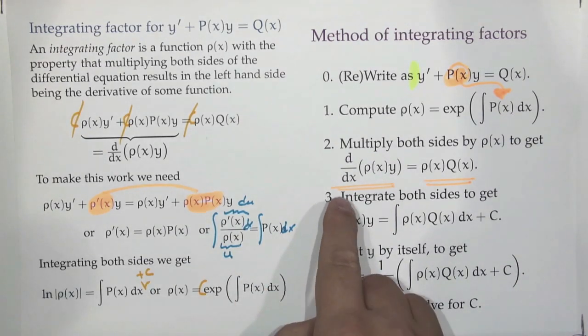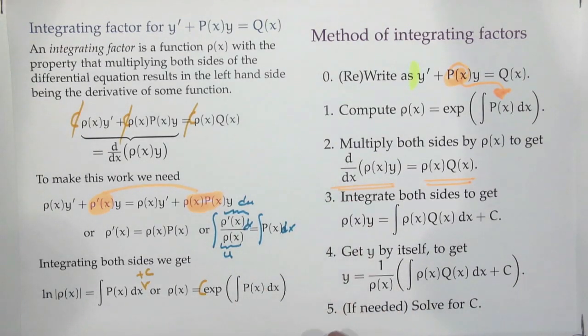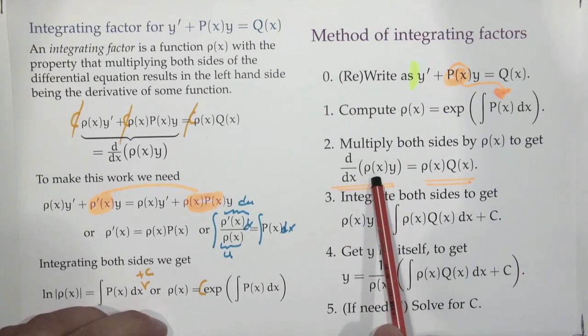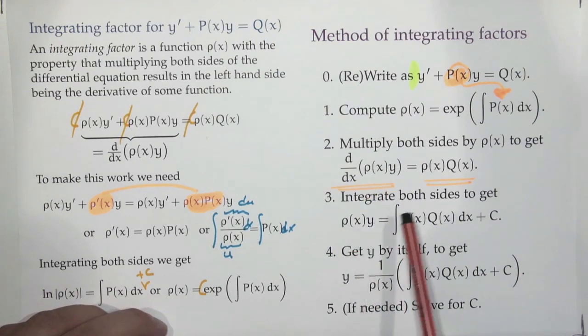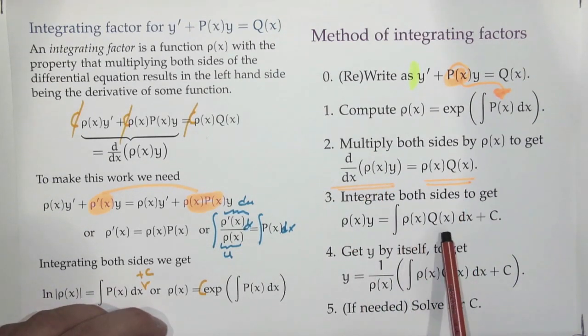And now that we have our derivative, we're happy because we know how to integrate derivatives. We integrate both sides. The integral of the derivative is just rho of x times y. The integral of this side is whatever it is, plus c. And then, if you want to get y by itself, divide by rho of x.